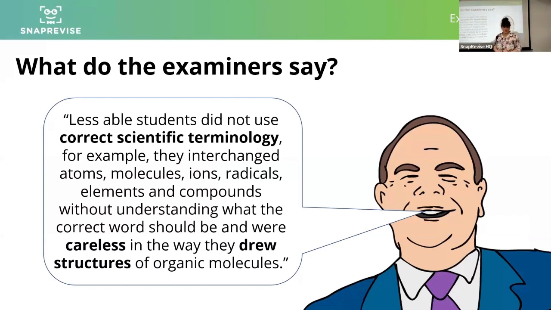Another examiner report said less able students did not use correct scientific terminology. For example, they interchanged the words atoms, molecules, ions, radicals, elements, and compounds without understanding what the correct word should be, and they were careless in the way they drew structures of organic molecules. Now, if you don't know the specific differences between those key words, I think that is 100% something that you should do even tonight, maybe: make sure you know what the difference is between those things, because they are different. They have very specific differences.